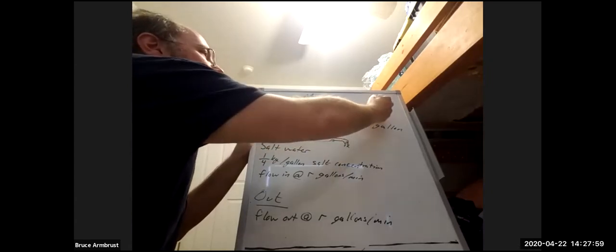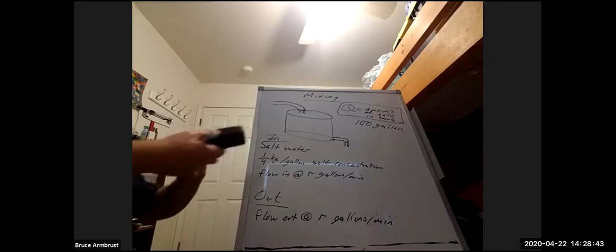So here's what I want to do. I want to see if we can create a differential equation that models the situation and then see if we can solve it. So what we've got to do is figure out how the amount of salt in here is changing. All right, so here's how this is going to go. Let Q be the amount of salt in the tank. I'm going to put that in a box so that we remember. So this is the number of kilograms of salt in the tank.